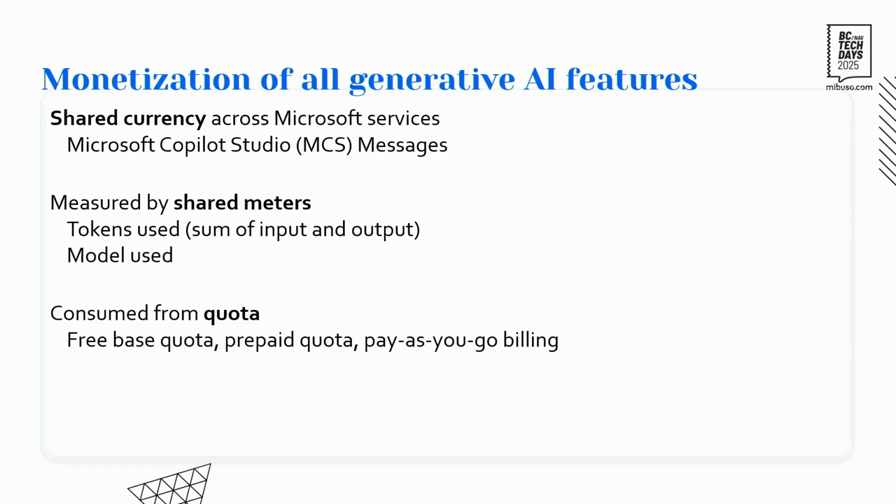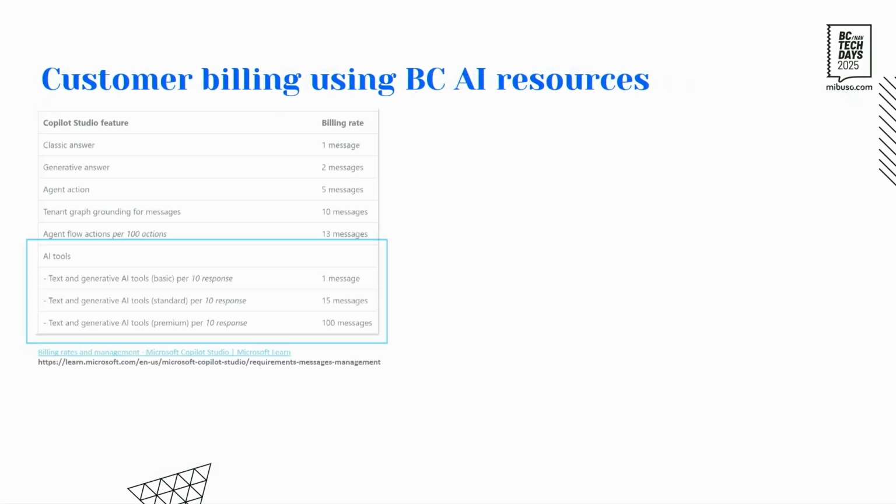And then that billing is consumed from a quota. So the customer will have a free base quota from their license of BC. Then they can either have a prepaid quota that typically has some discount because they're buying upfront quota, or they can go with a pay-as-you-go quota billing, basically. They pay for what they're using. So let's see how that works.